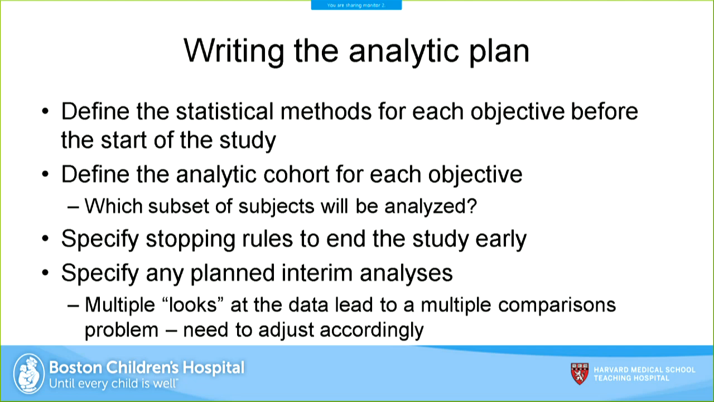It's also important to define any stopping rules that may end the study early. So for example, you may decide to stop the study if you see that a certain intervention is much more successful than the control intervention. And you also want to specify any planned interim analyses. If you're going to stop in the middle of your data collection and do interim analyses, this may lead to an inflated type 1 error rate, and you would have to adjust for multiple comparisons accordingly.